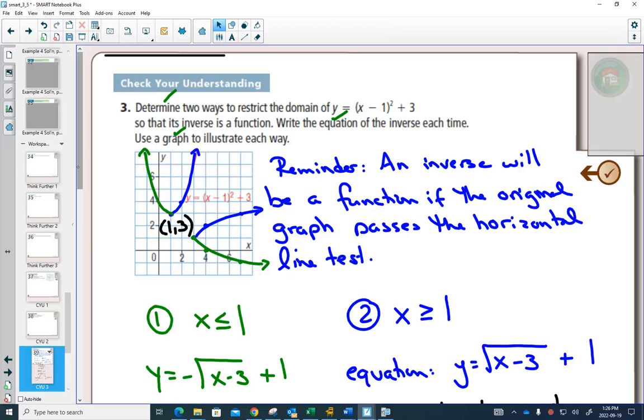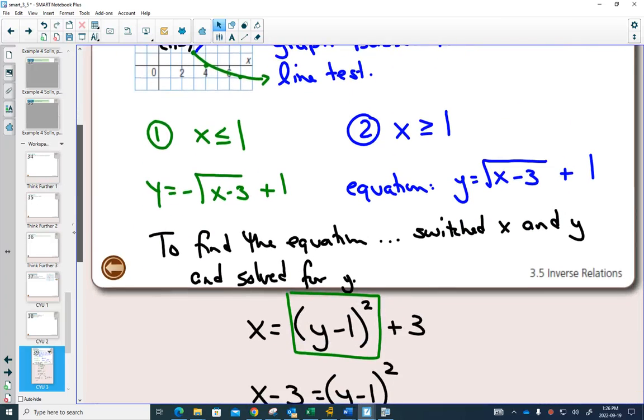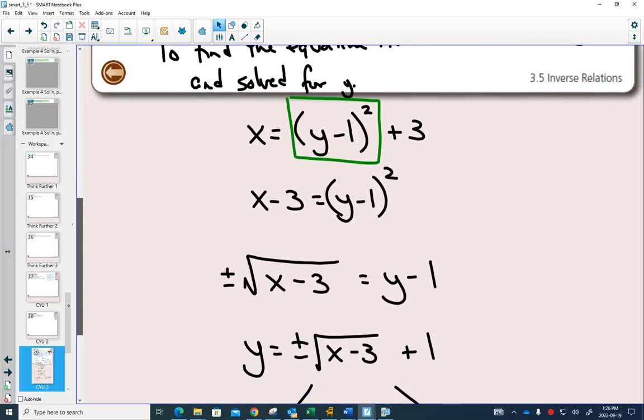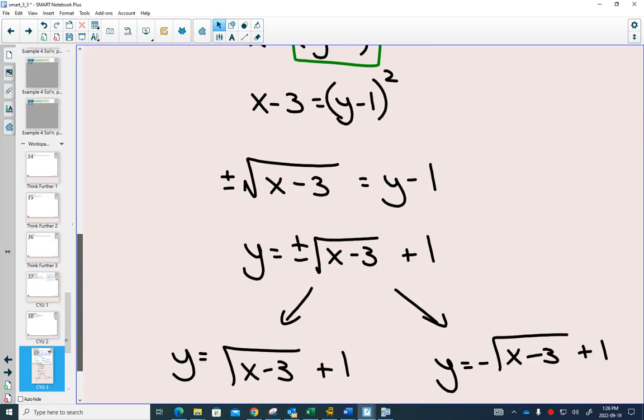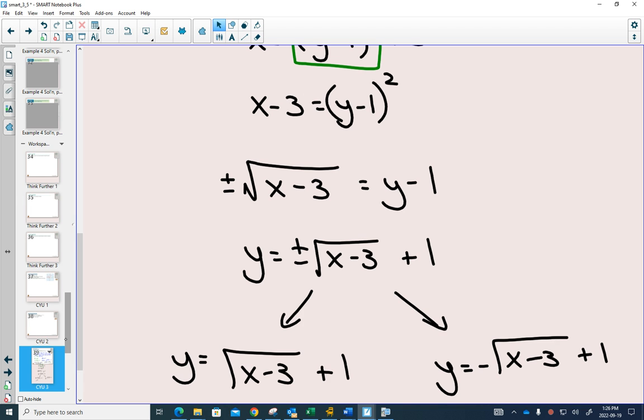Once you've restricted your domain, you still have to find the equations of the inverse. We found the general equation of the inverse by switching x and y and solving, which gave us the plus or minus. And then we had to determine which one went with which. It's not too bad because the minus out front gives you a vertical reflection. So anytime that square root is going the underside part, will always be the one with the negative. And whenever the square root is the normal one, that'll always be the positive one.